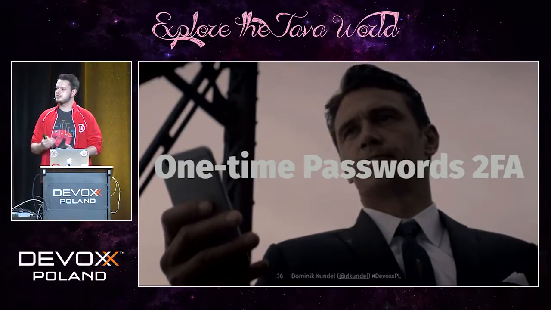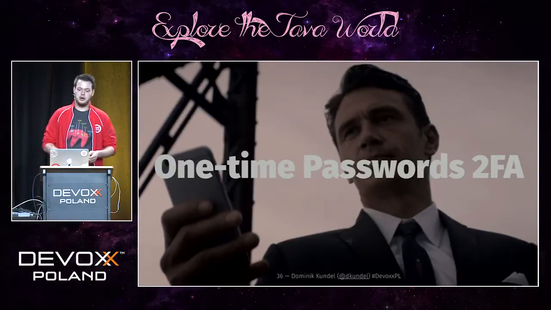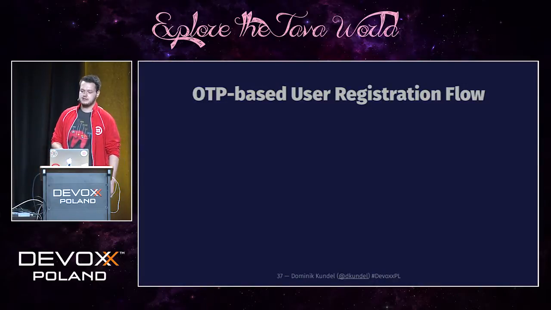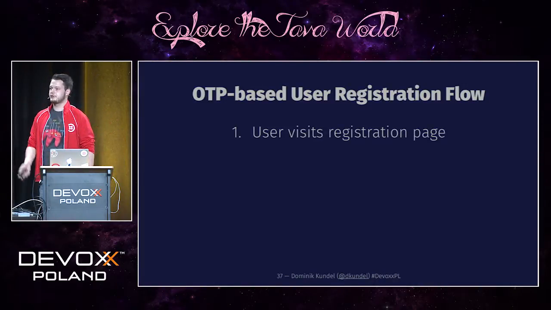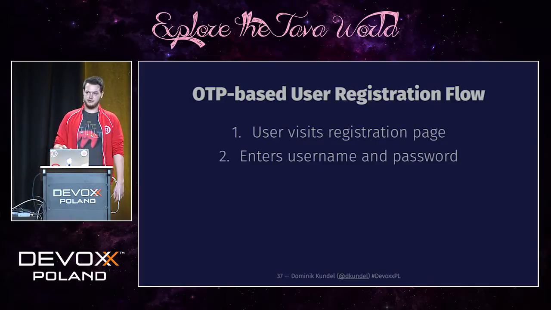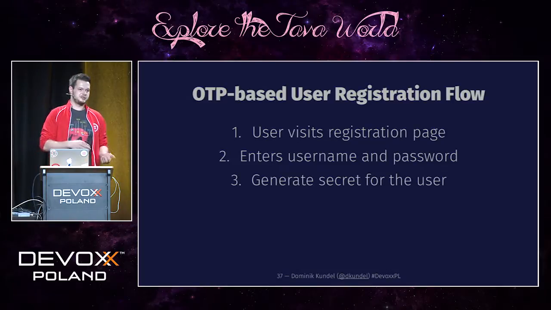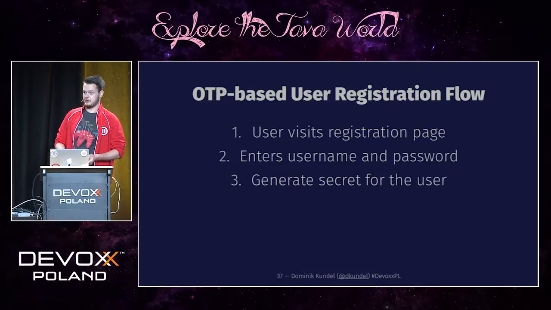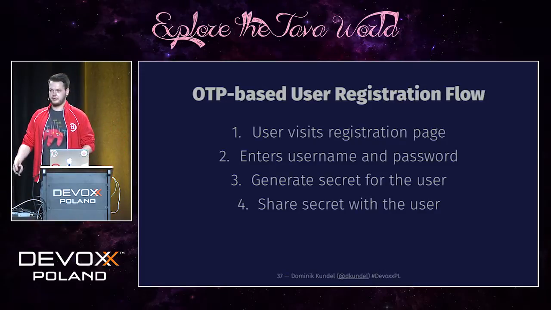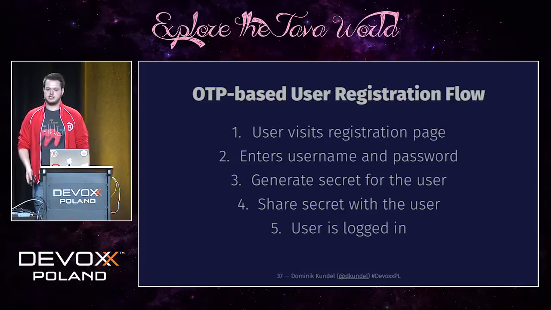Those are the codes that are typically generated through apps like Google Authenticator. And the flow for that, again, starts with the user going to the registration page and entering a username and a password. In this case, no phone number is required. And then your system has to generate some sort of secret and then share the secret with the user. And after that, the user is logged in.